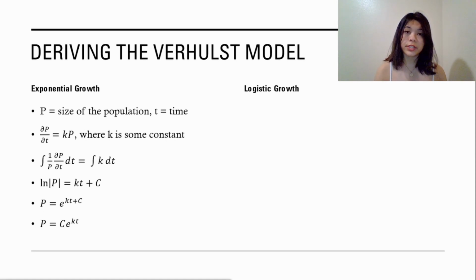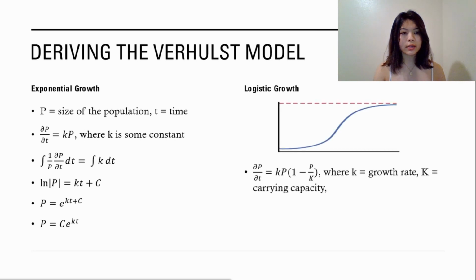Now, for logistic growth, we want the function to initially grow exponentially, which is why the exponential growth model is here on the left term of the logistic growth model, kP. However, as the population approaches the carrying capacity, we want to slow it down, hence the right term of the function, 1 minus P over K.